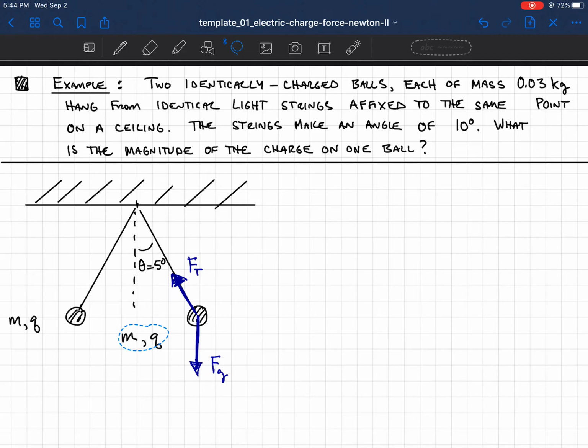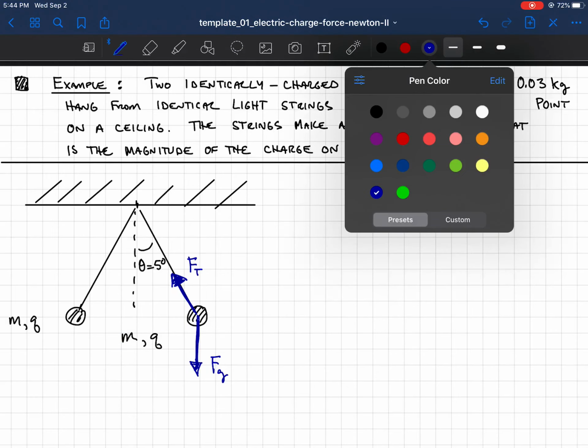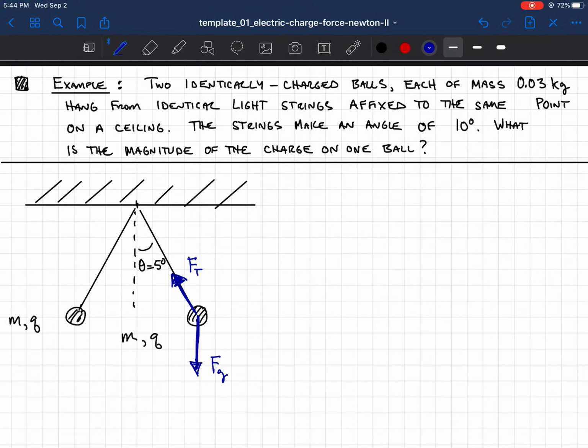So how do we know that it should be pointing to the right? Well, that's because these two things are identically charged. So you have the same charge that leads to repulsion. So there must be a force, and we saw from that first page that the definition of the force is that it points away from the other ball. So this is the FQQ force, the force of the left charge on the right charge.